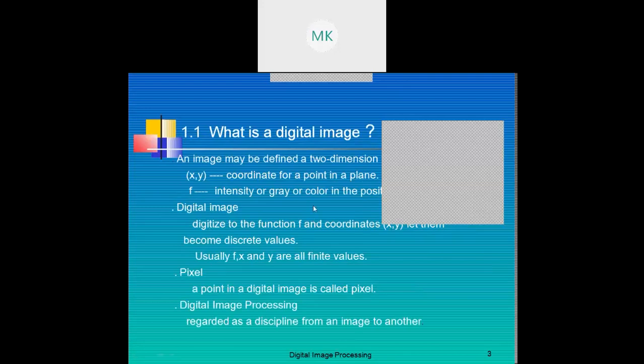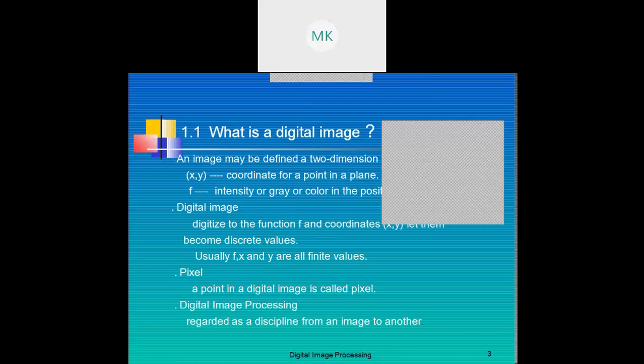What is a digital image? An image may be defined as a two-dimensional function, represented by x, y coordinates for a point in a plane. f is the intensity, gray level or color at that position of the digital image. We digitize the function f and coordinates x and y in order to make them discrete values. So usually f, x and y are all finite values. Now we'll define what is a pixel. A pixel is a finite number of elements, each of which has a particular location and value.